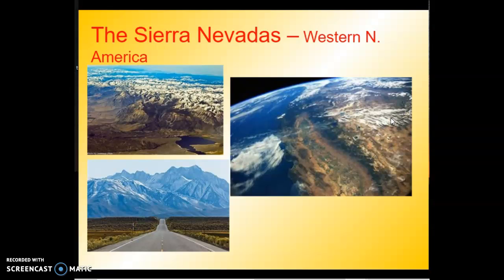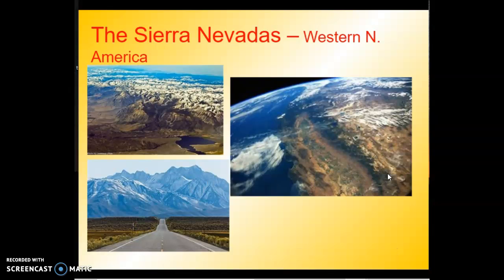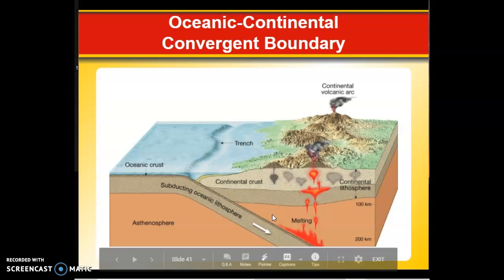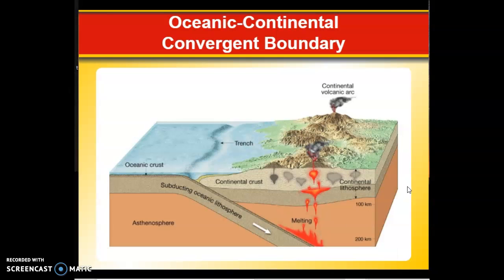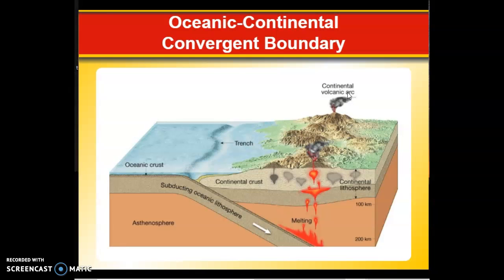And our Sierra Nevadas. These are found in western North America. We find these mainly in California. And they're formed by that oceanic to continental convergence boundary. So that Pacific Ocean crust met the North American plate. It's subducted. When it gets down here, the friction, the intense temperature and pressure will melt that rock, and it will begin to rise in these pockets, causing warping and some uplift, creating this continental volcanic arc.